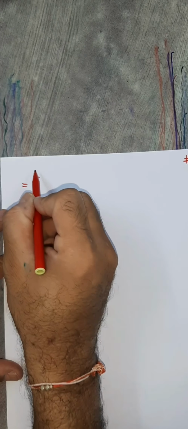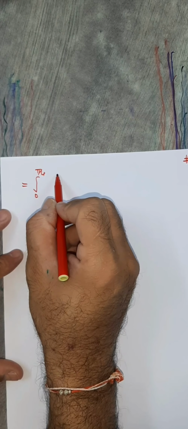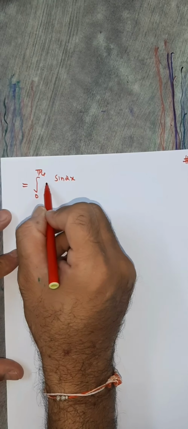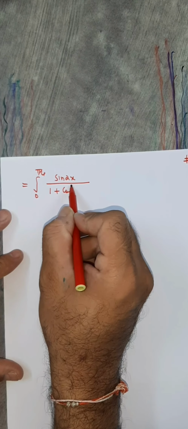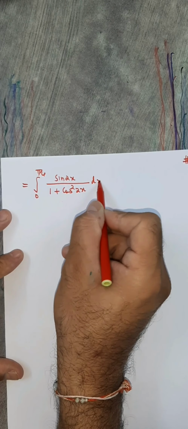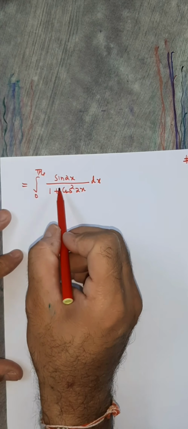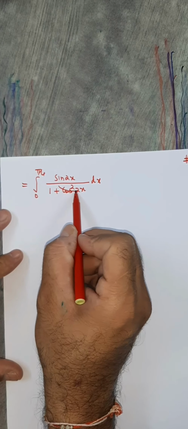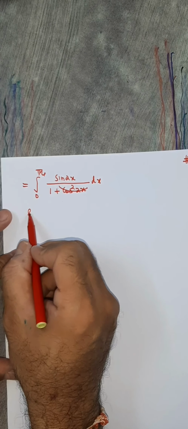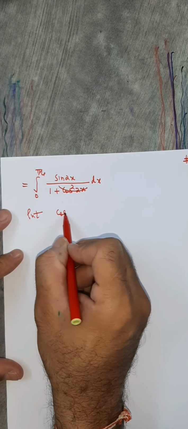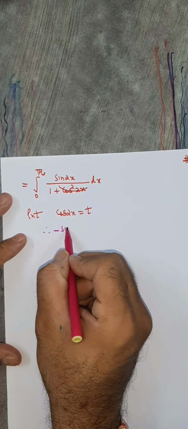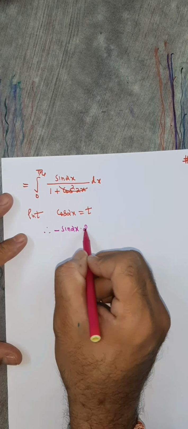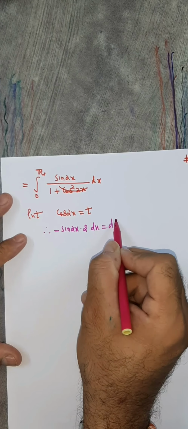I equals integral 0 to pi by 4 sine 2x upon 1 plus cos squared 2x. 1 minus sine squared is cos squared. Now you know the derivative of cos is sine, more or less with plus or minus. So I'll put cos 2x equals t. Substitution, remember. Now differentiate this. So this is minus sine 2x by chain rule into 2 dx equals dt.